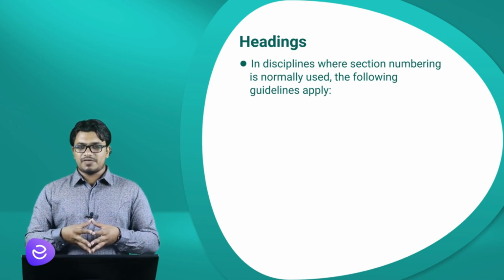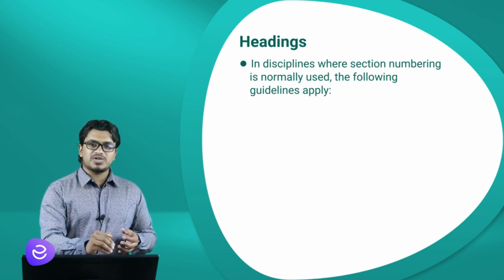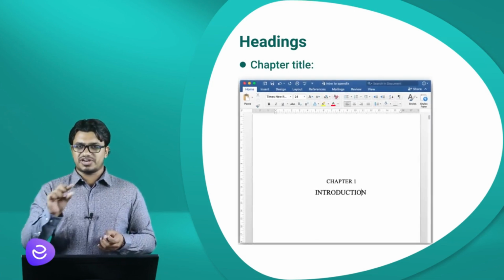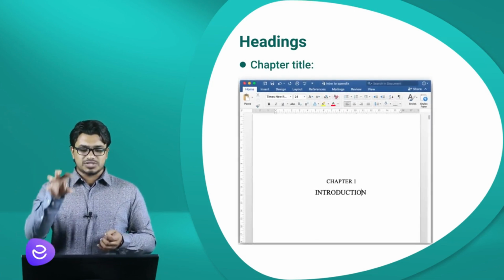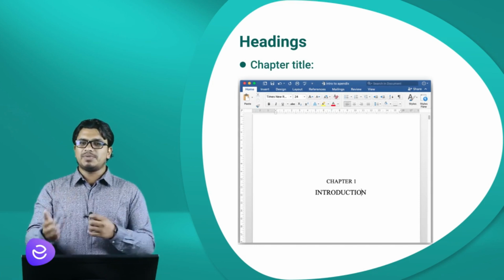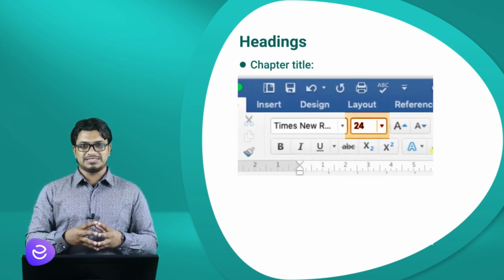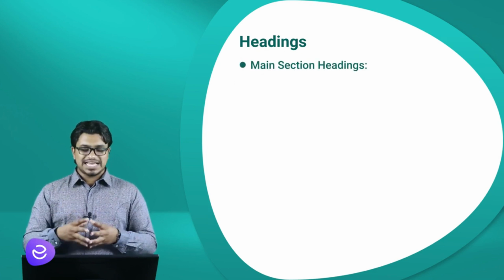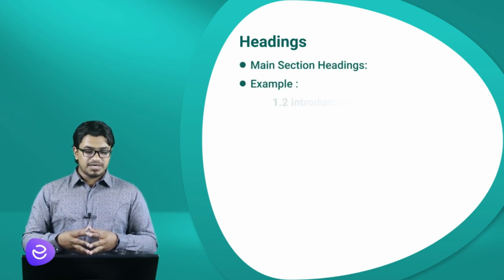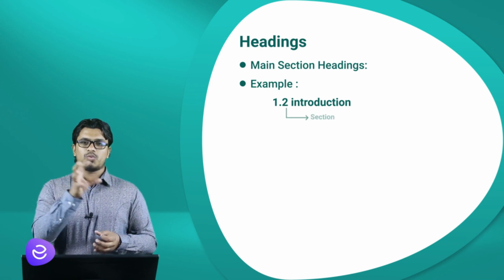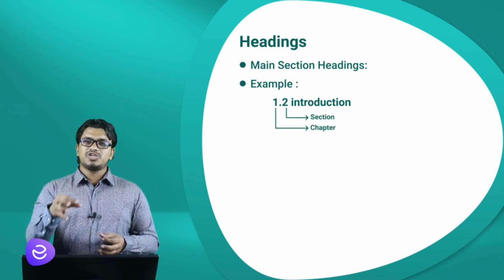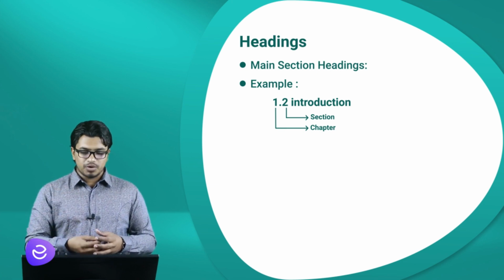We are actually going deep into the headings. The chapter title, so chapter 1 introduction, chapter 2 review of literature. So the chapter heading should be anywhere between 18 to 24 size, and it should be bold. Then the main section headings should be numbered, like 1.2 or 1.2.1, 2.2. So it should be numbered like that, and it should be of 14 size and bold.